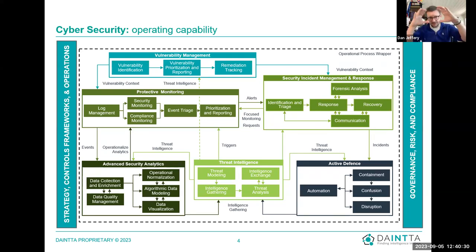So this is just an example of a security ecosystem. A number of organizations would say that this is effectively a security operations center, which is true. It doesn't always have to operate like that.